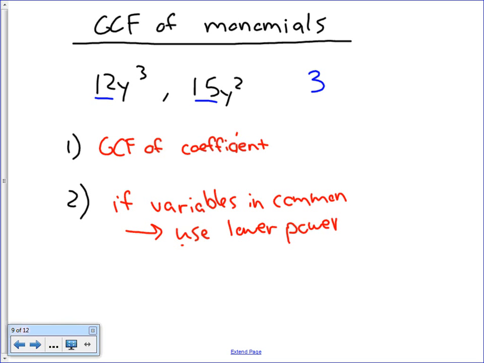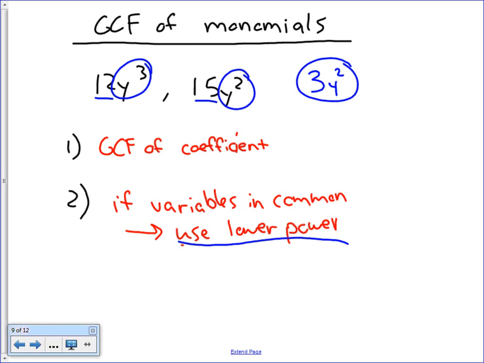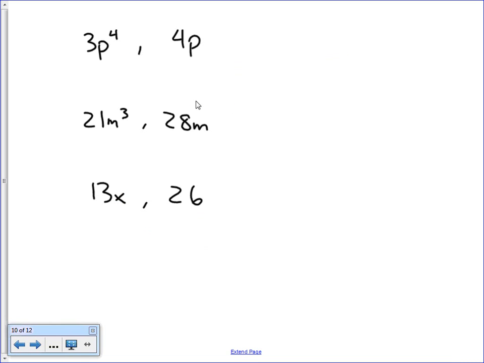Step 2, if there are variables in common, so what that means is, are there x's, are there y's, are there z's, are there a's in both? In this case, yes, there are y's in both. If that's true, use the lower power. So which one has the lower power, the cubed or the squared? Well, y to the second. So always just use the lower one, because you can at least take out that many in both. You can divide out that many.